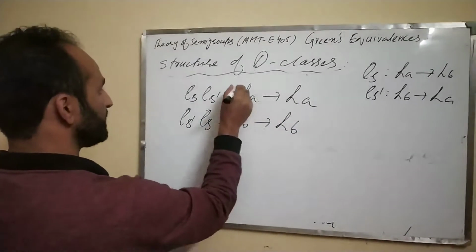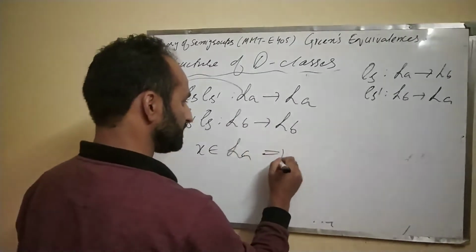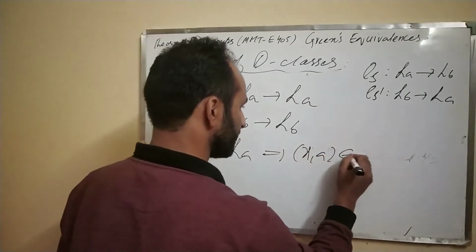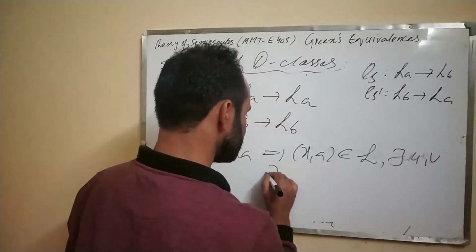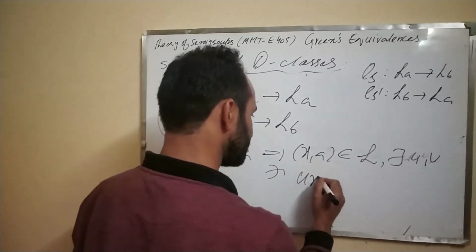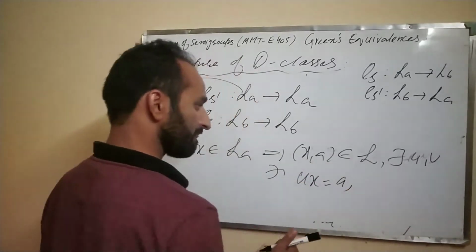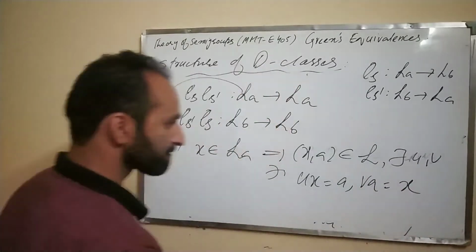Let's choose any element here. Let x belong to L_A. This means x and a are L-related. So there exist u and v such that they are L-related. This also means that ux is equal to a and va is equal to x.